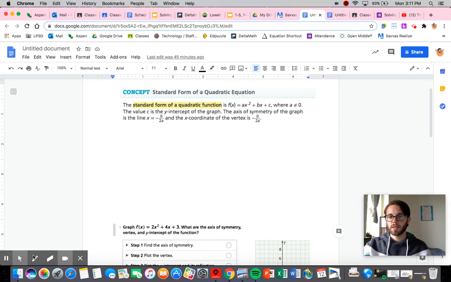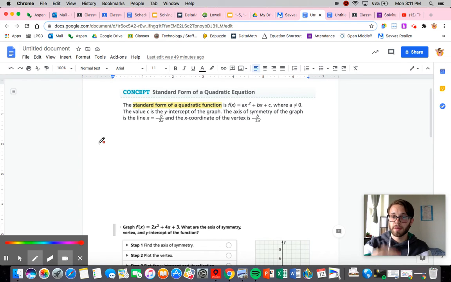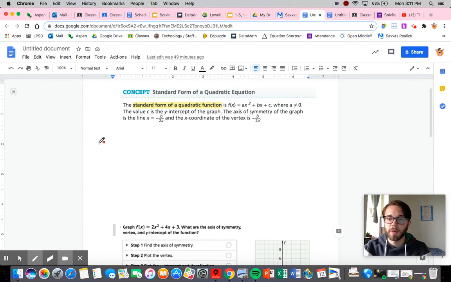Hi, everyone. Just wanted to talk briefly about dealing with the standard form of a quadratic function and how that relates to actually graphing the quadratic function. So I think there's a couple important pieces of information that we can get just in general that'll help you significantly when you are dealing with graphing these functions.